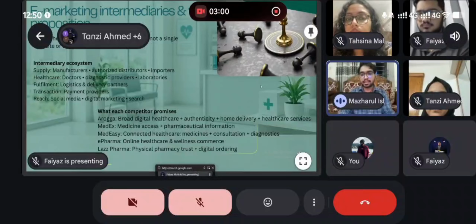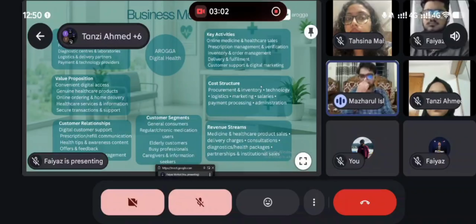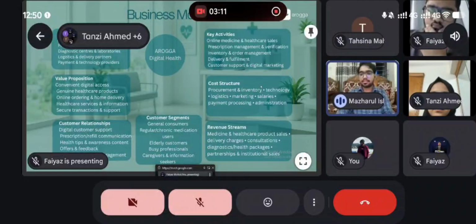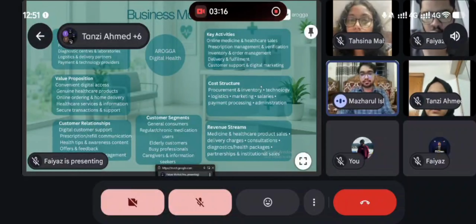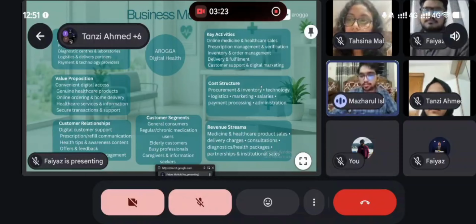Now, moving on to the next slide: Arogga's overall business model. First, we have the key partners. These include medicine manufacturers and suppliers, pharmacies, healthcare providers, diagnostic centers, laboratories, logistics and delivery partners, and payment and technology providers. Key activities include online medicine and healthcare sales, prescription management and verification, inventory and order management, delivery fulfillment, customer support, and digital marketing.